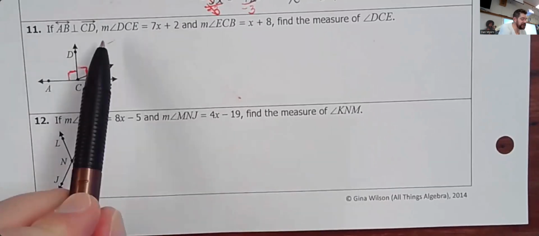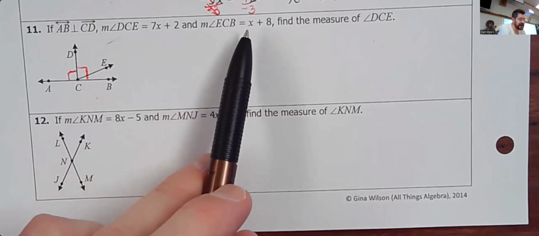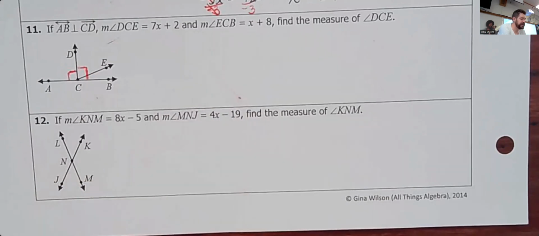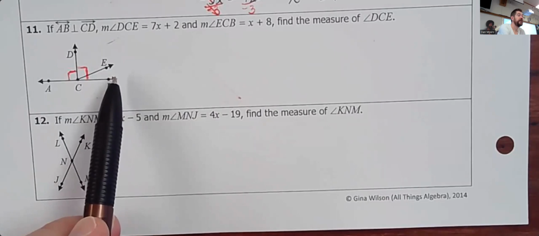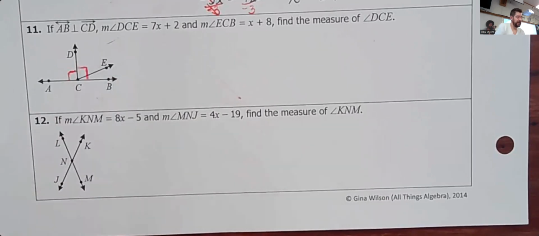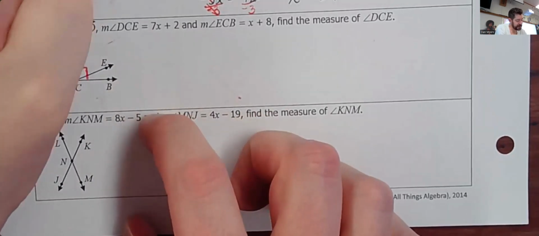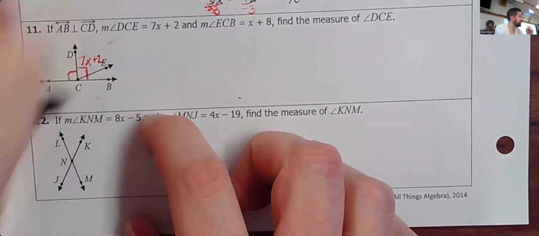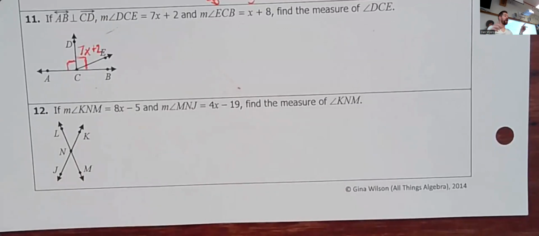It says the measure of angle DCE is 7x plus 2, and the measure of angle ECB is x plus 8. Where is angle DCE? Is it on the left or the right? It's where? On the right? Okay, and is it the top or the bottom of the right? The top, good. Angle DCE is right here. So in here, I'm going to write 7x plus 2. So we're labeling our diagram. We're putting as much information from what's written on the diagram so you can visually see what's going on.